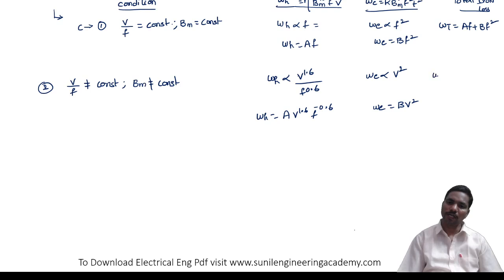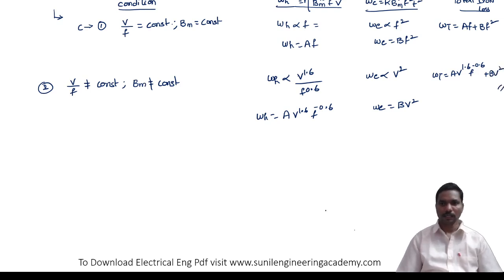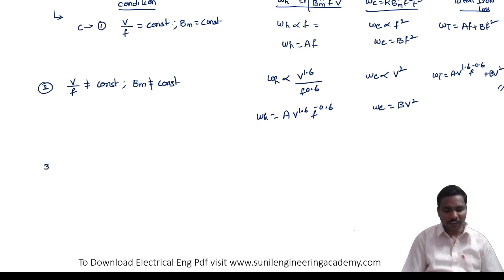So finally, what will you get for the total losses? Here A V power 1.6 F power minus 0.6 plus B V square. These are the total iron losses. Okay, let us take some other operations.